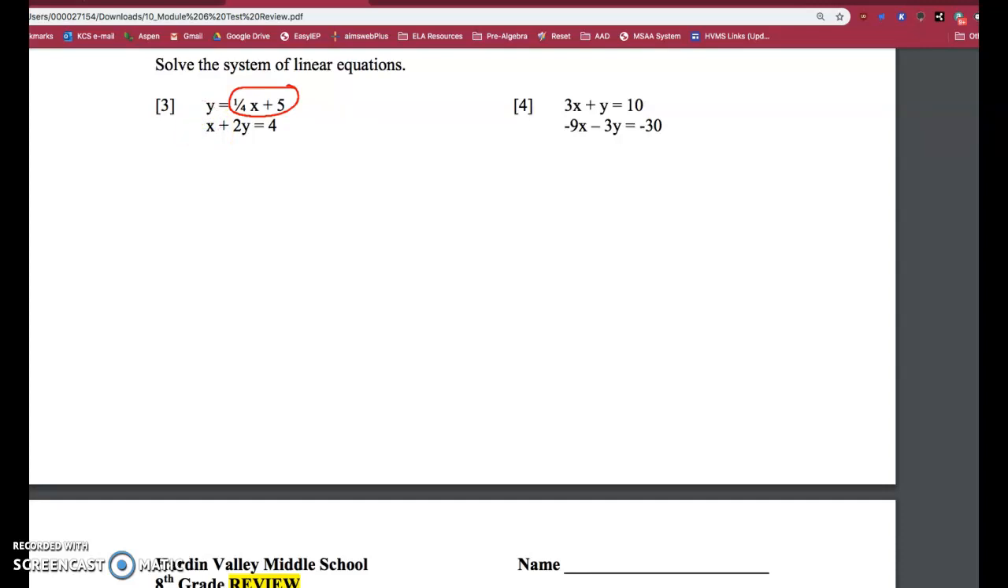So I'm going to take that and we're going to substitute it in for y right there. Okay? So I'm going to rewrite that equation, x plus 2. I'm not writing y. I'm going to put in, substituting in, 1/4 x plus 5.